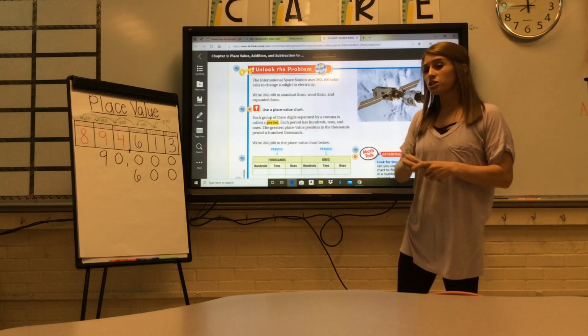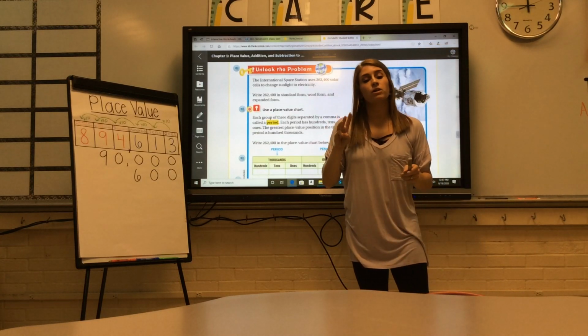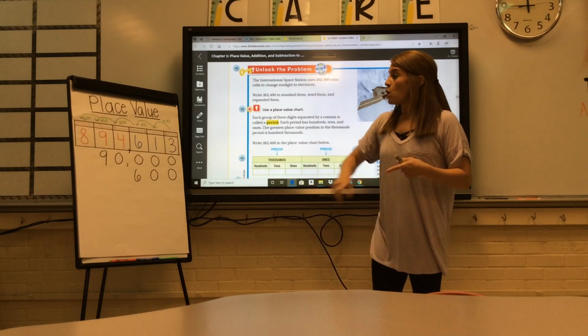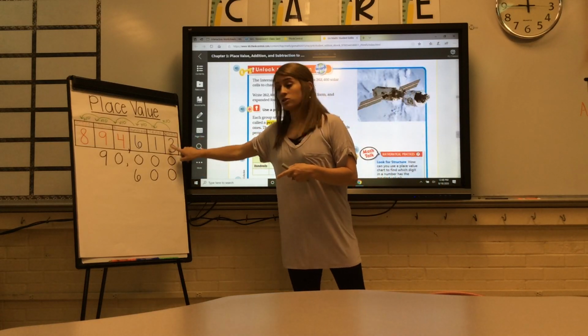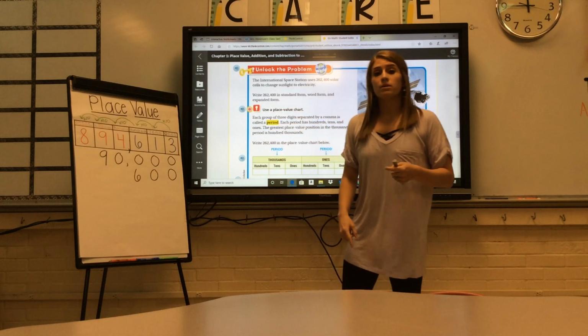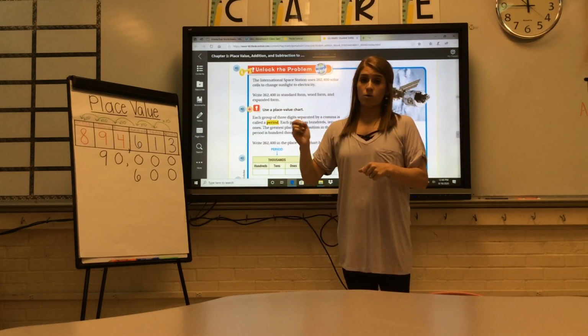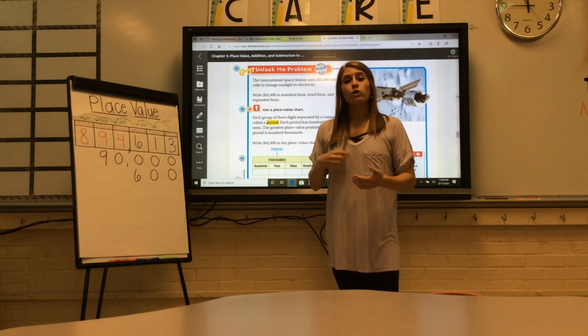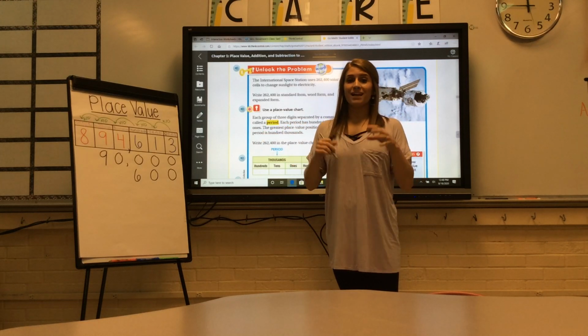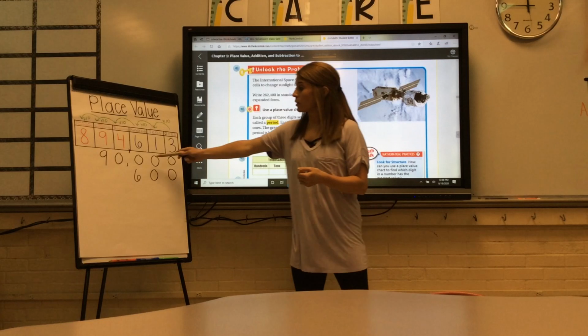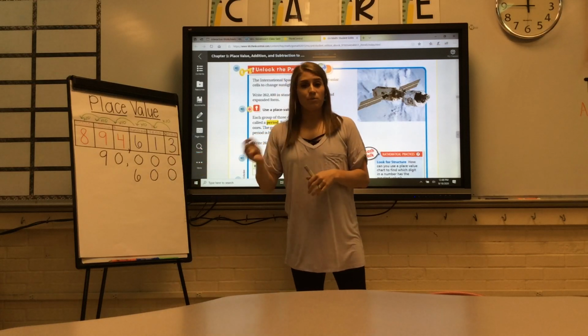Before we get started, there's 3 different ways that you can write numbers. You can write numbers in standard form, which is how we see numbers every day, just like this. You can write numbers in word form, which is where we actually write the numbers out using our words. Or you can use expanded form, which is where you take the value of each digit, kind of like we did here, and you write the number out that way.